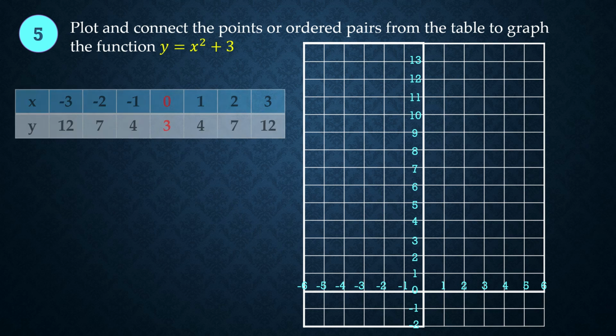So, plot the points. The first point to plot is negative 3 and 12. Next, negative 2 and 7. Next is negative 1 and 4. Next is 0 and 3. And next is 1 and 4. Then followed by 2, 7. Then 3 and 12.